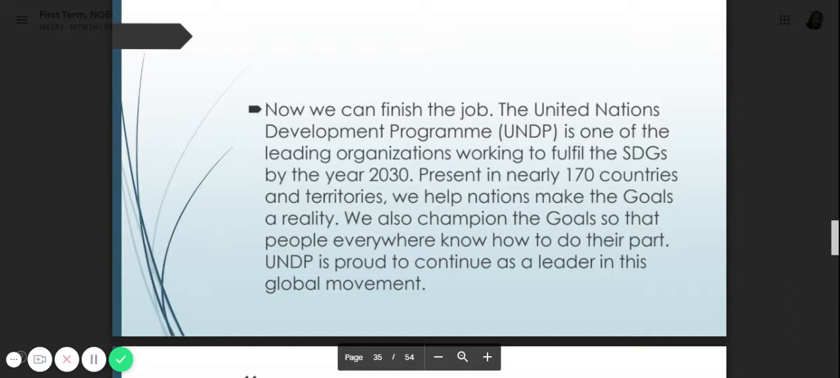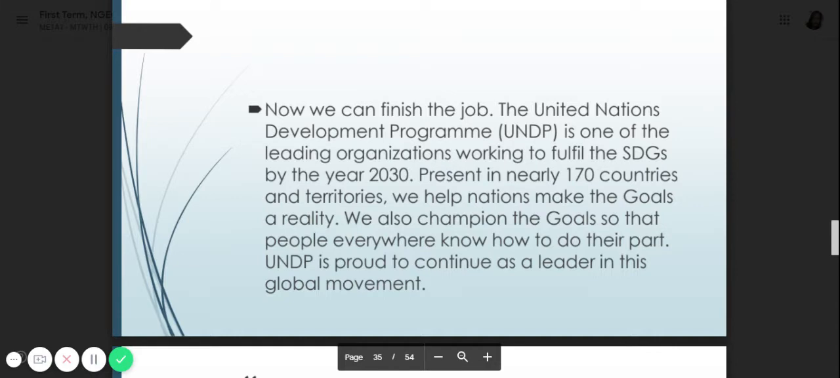We help nations make the goal a reality. We also can champion the goal so that people everywhere know how to do their part. So UNDP is proud to continue as a leader in this global movement.